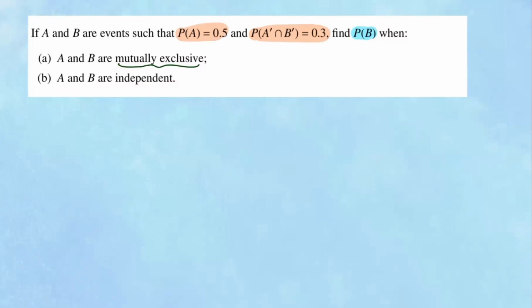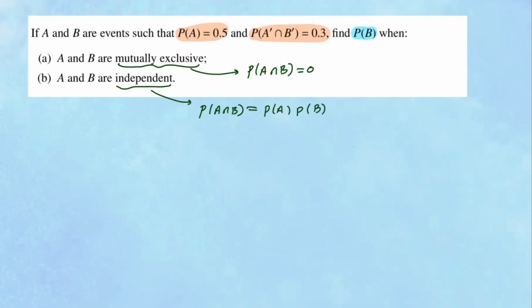Mutually exclusive means the probability of A intersect B is 0, meaning these two events cannot occur at the same time. And if you assume independence among events, then the probability of A and B, you can simply multiply their probabilities. This is the probability of A times the probability of B. So these are the two things we're going to assume as we figure out the probability of B.